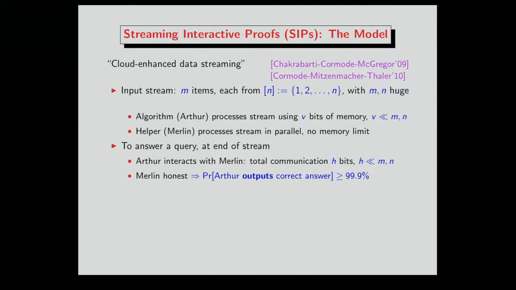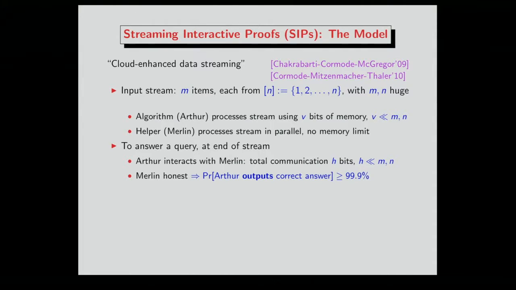Okay, so the setup is that you have a stream consisting of m items. Each item is from a universe of size n, and m and n are both very huge, and I will think of m and n as being close, let's say polynomially related, so I will not distinguish between them too much. You have an algorithm which has to process the stream using v bits of memory. This letter v is for verification, so I'm using v rather than s. And then we have this helper Merlin who's also looking at the stream in parallel, and he has no memory limit. At the end, when the stream is over, you have to answer some question about the stream, such as, say, a nearest neighbor query.